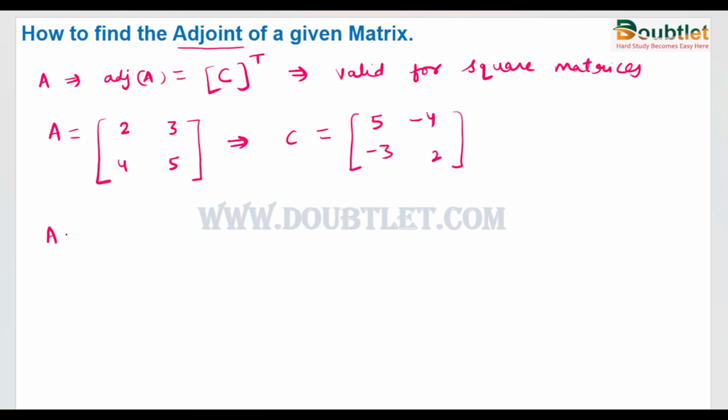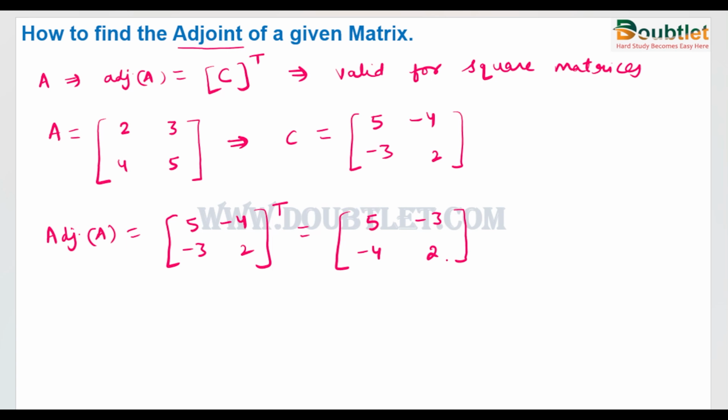Now to find the adjoint of this, we need to find the transpose of this cofactor matrix. Then we have to change the rows and columns. So this will become 5, minus 4 in the first row, and minus 3, 2 in the second row. So this is how we will find the adjoint of a 2 cross 2 matrix.